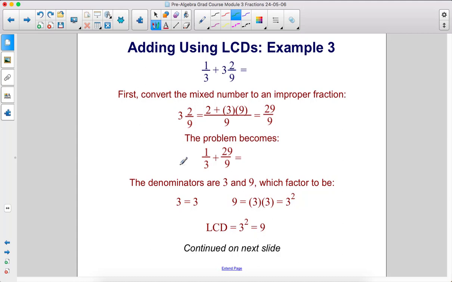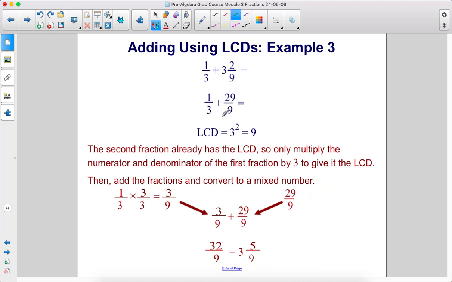So as shown here, we first convert the mixed number into an improper fraction. Then we find the lowest common denominator, which happens to be 9. The second fraction already has the lowest common denominator, so we only need to convert the first fraction. So we're going to multiply 1/3 by 3 over 3, because 3 times 3 gives us 9, that lowest common denominator. And the numerator is 1 times 3, which is 3. So now the problem becomes 3 over 9 plus 29 over 9, which is 32 over 9, which if you want to then go and convert it to a mixed number, you can.